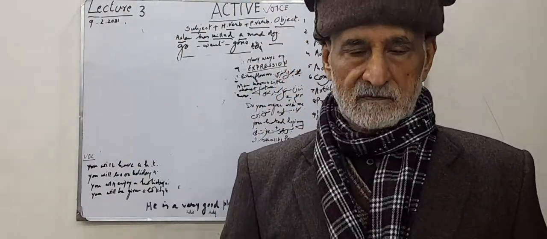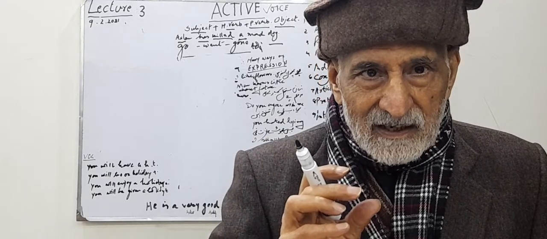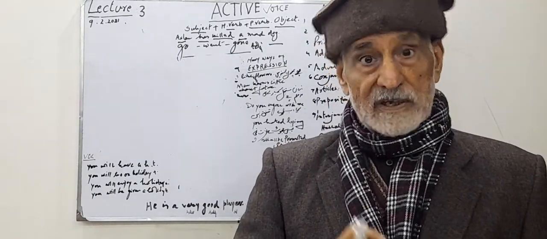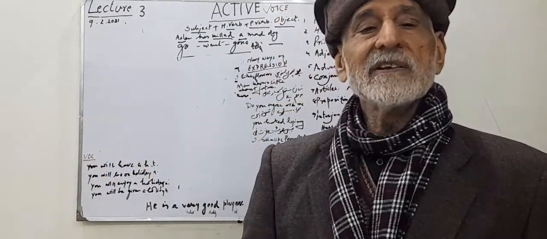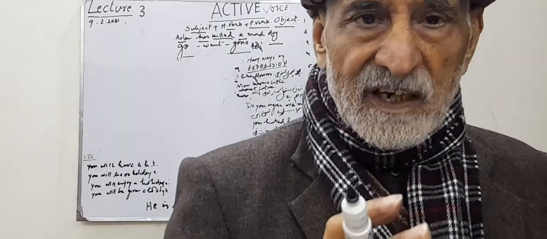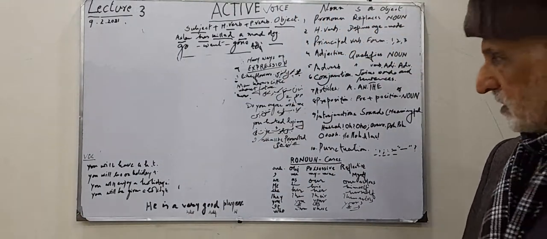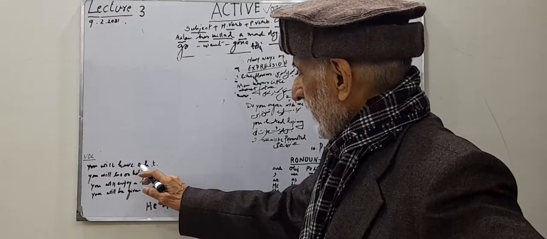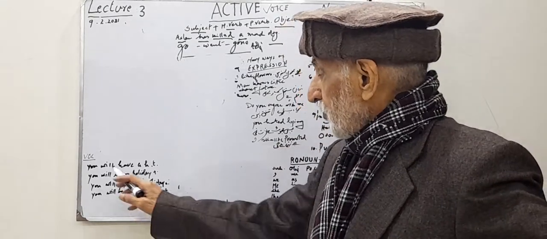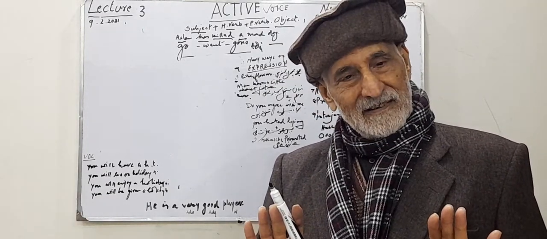Here is an example. You can express your idea in different ways as you do in Punjabi and Urdu. In English, you can also write something in different ways. Remember, but when you pick up the method, stick it to the end. Jaise shuru karo, aise khatam karo. Ye dekho. You will have a holiday tomorrow. You will have a holiday tomorrow. You will be on holiday tomorrow. The same sense, different ways.